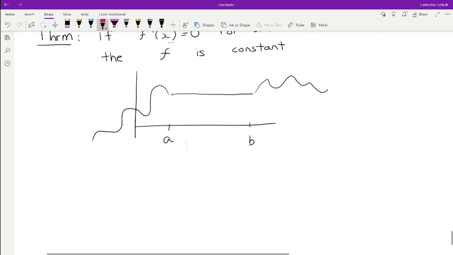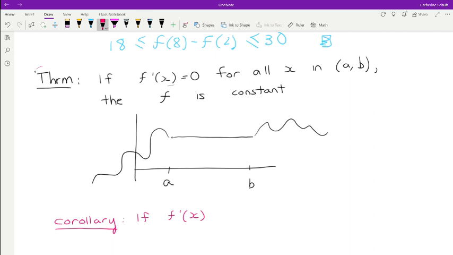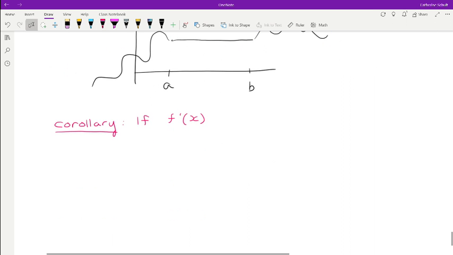Very visual proof. So we have a corollary, and a corollary is something that happens directly from the theorem. No outside things are really necessary, and it goes like this. A corollary is a direct result from the theorem. So if two derivatives are equal, so two functions have the same rate of change for all x over an interval.